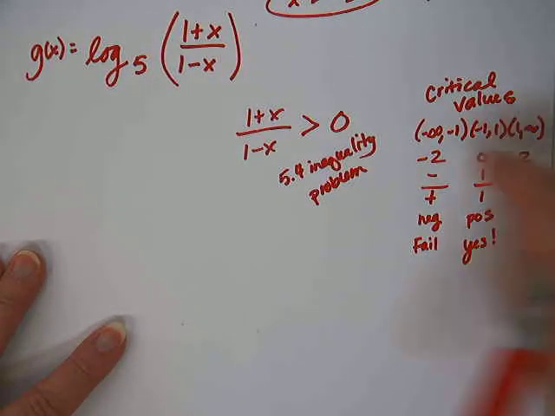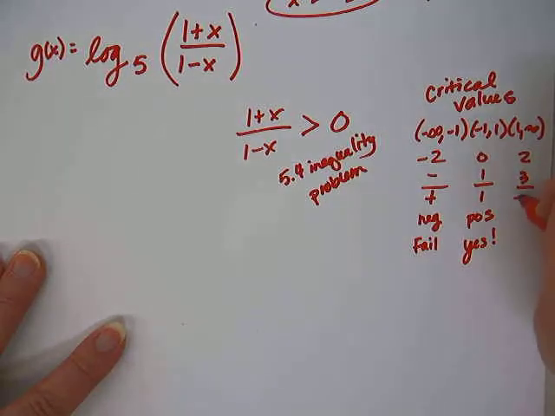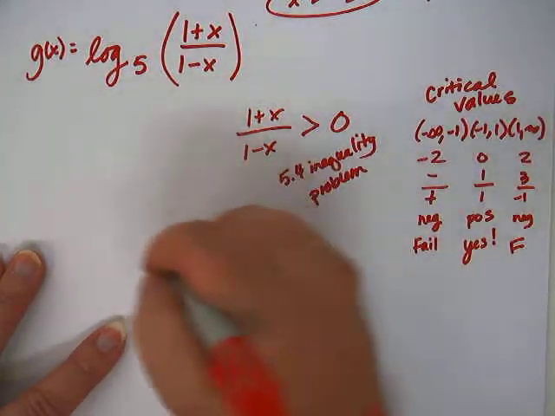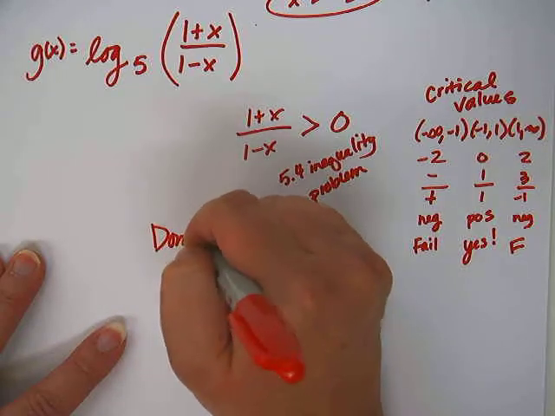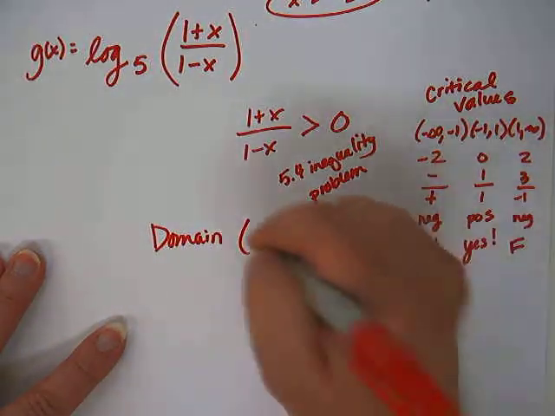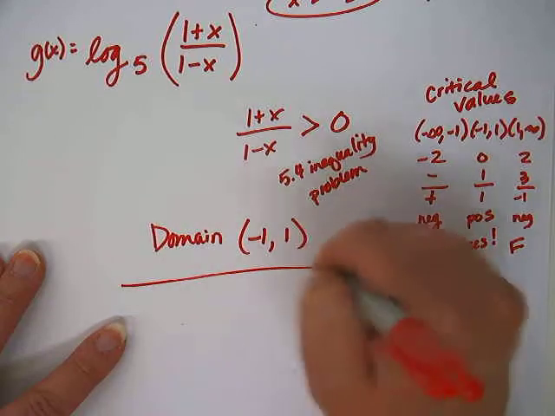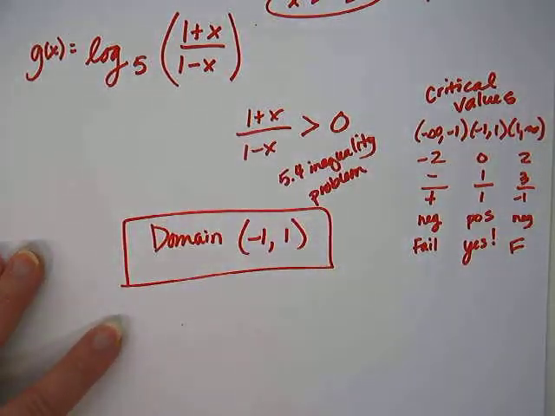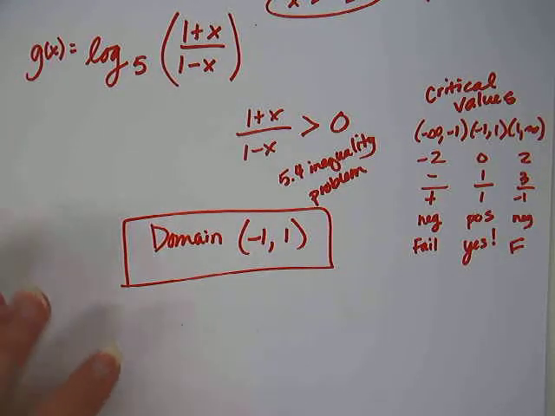Plug in 0. 1 plus 0 is 1. 1 minus 0 is also 1. That is positive. That one is good because it's greater than 0. Plug in a 2. 1 plus 2 is 3. 1 minus 2 is a negative 1. That's a negative. That's a fail. So what is the domain? The domain is simply negative 1 to 1, and that is it.